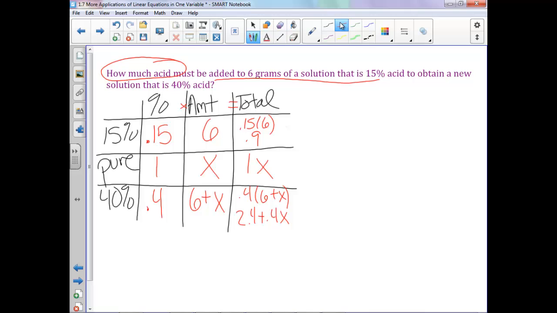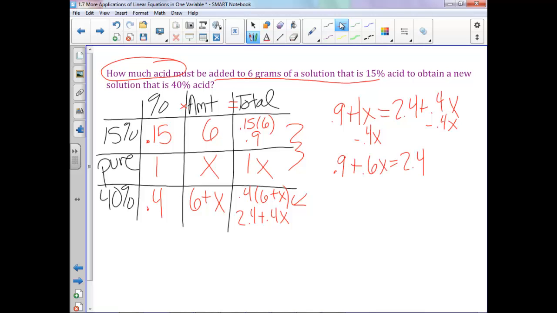And now, once again, the two things you're mixing equals your total. So 0.9 plus x equals 2.4 plus 0.4x. 2.5 grams is how much we are adding. The key thing on this whole entire section is remembering those charts and setting them up correctly.